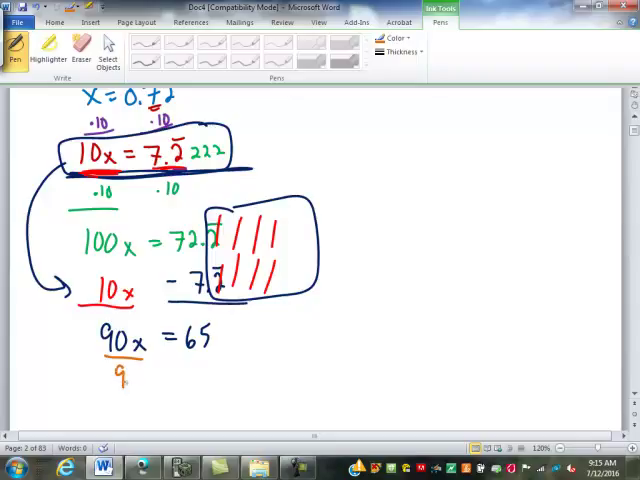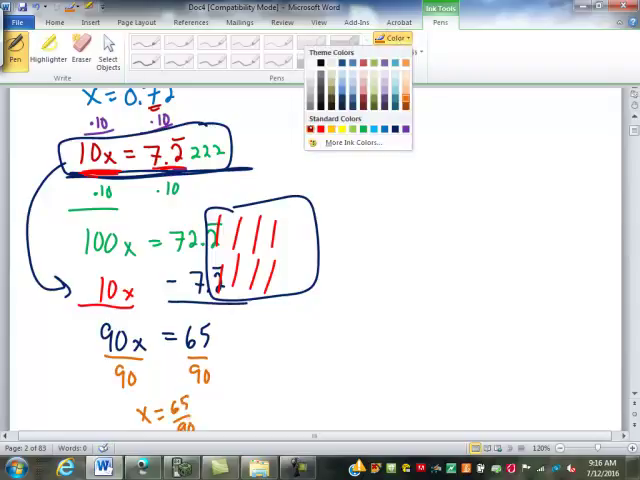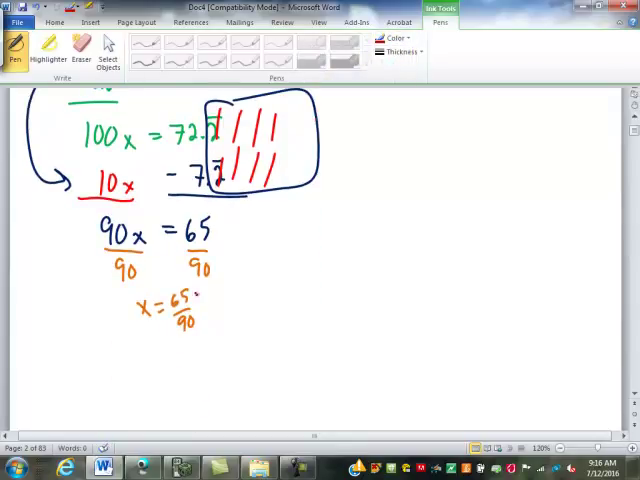To get x by itself, I divide by 90. So x is 65 over 90, both of which can be reduced by 5. So x is 13 over 18. So 13/18 is 0.72 with the 2 repeating.